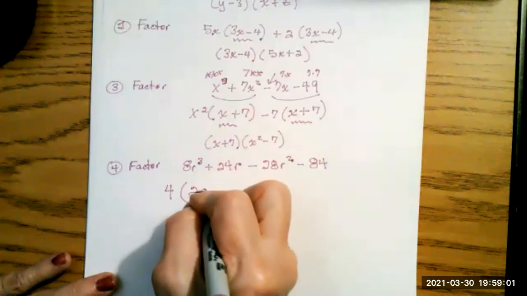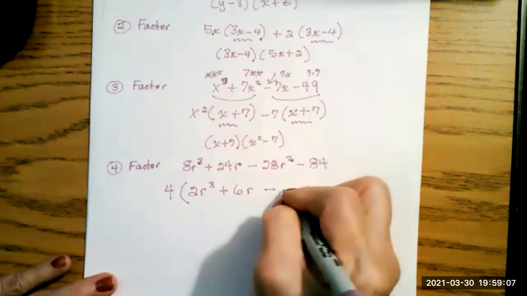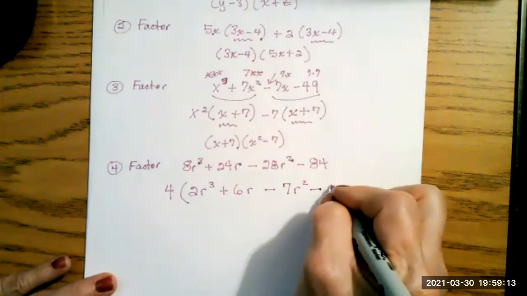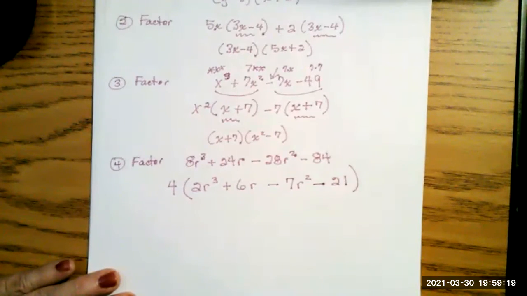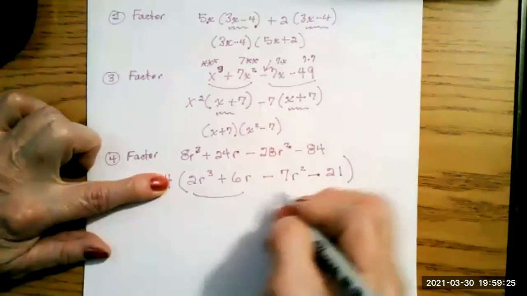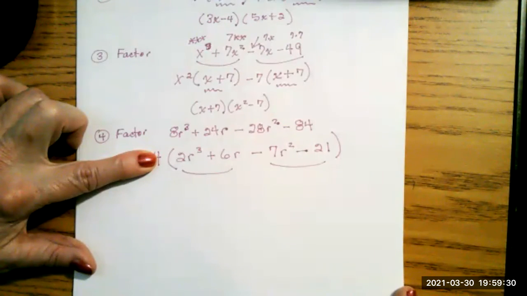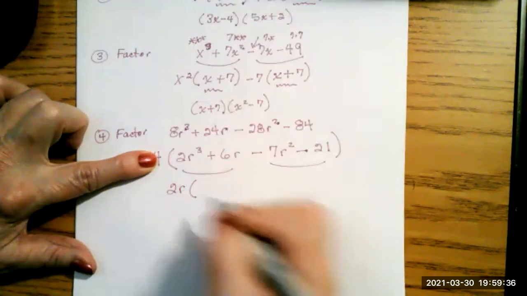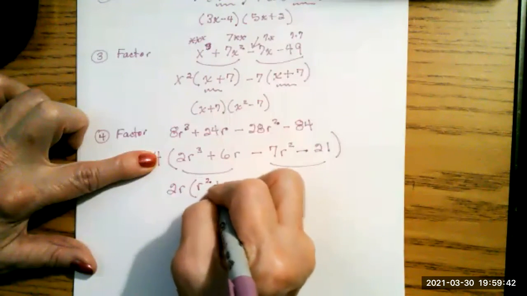That would give us a 2r cubed plus 6r minus 7r squared minus 21. Okay. Now just save that 4 there for a minute and we'll bring it down. We're going to group this 2 and 2. Now I have a 2r cubed plus 6r. I can take out a 2r and I'll have an r squared plus 3.